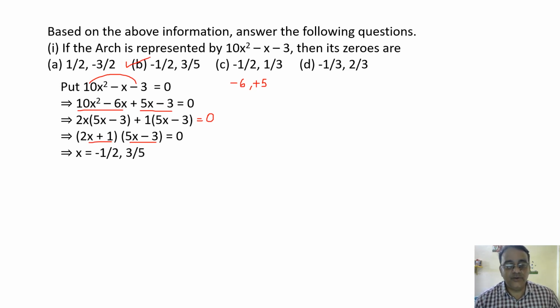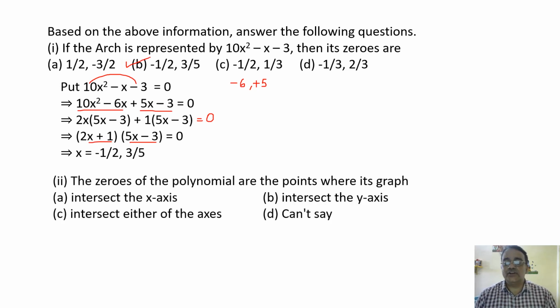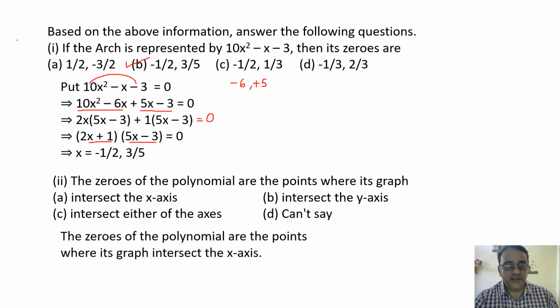So now we are moving toward question number 2. The zeros of the polynomial are the points where its graph, the diagram that is given, intersects the x axis, intersects the y axis, intersects either of the axes, can't say. Intersects the x axis, right? The correct option is Option A. So now we are moving toward the third question.